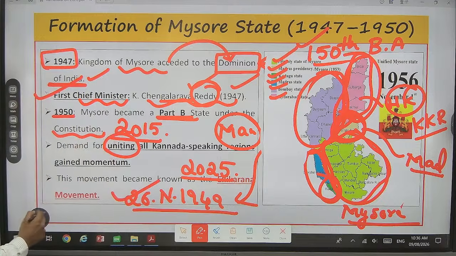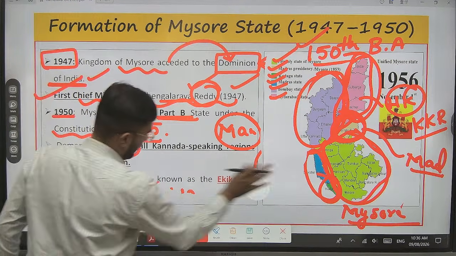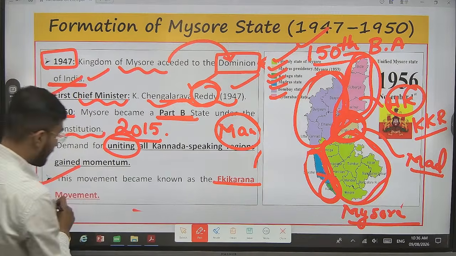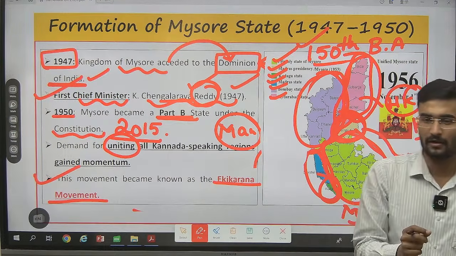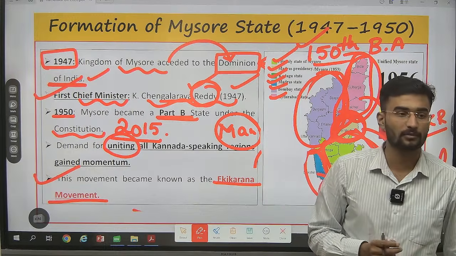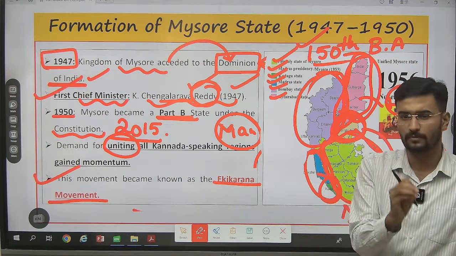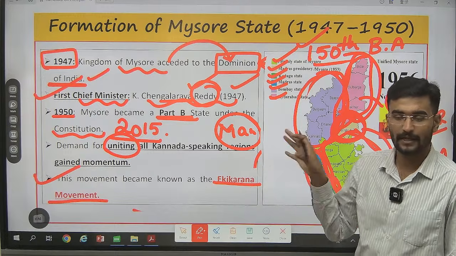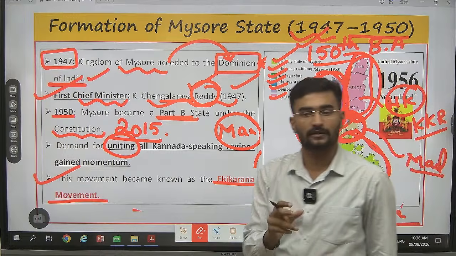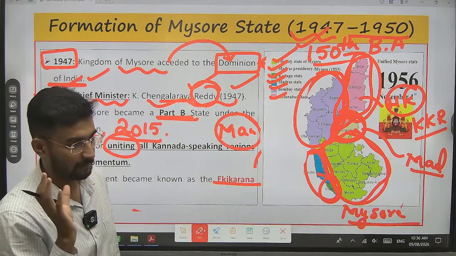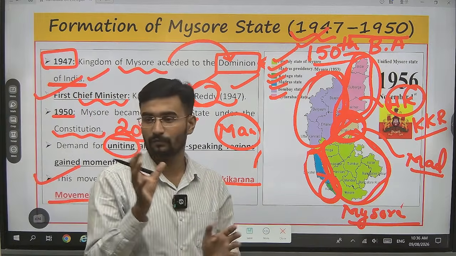And after this, this movement became the Ekikarna movement. Now, every year there will be a question on the unification movement. The Ekikarna Sabha is also very important from our exam point of view. Done. This is about what happened between 1947 and 1950. Clear? This you should be aware of with respect to 1947 to 1950.